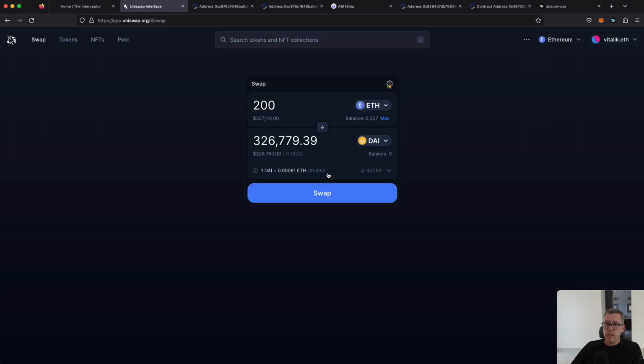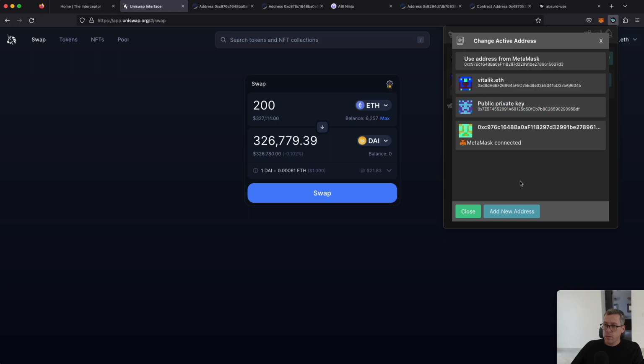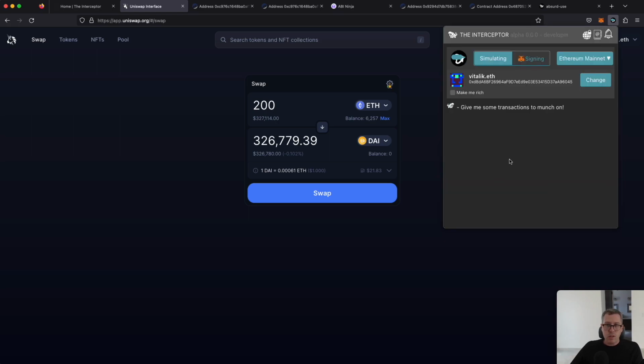And this works with any account that you find in the wild. If you want to see what interacting with dApps looks like using other Ethereum accounts, all you need to do is put them into your simulator and interact with them and stack transactions and operate on forks of Ethereum. The last feature I'd like to show you is the scan protection that is built into the Interceptor.